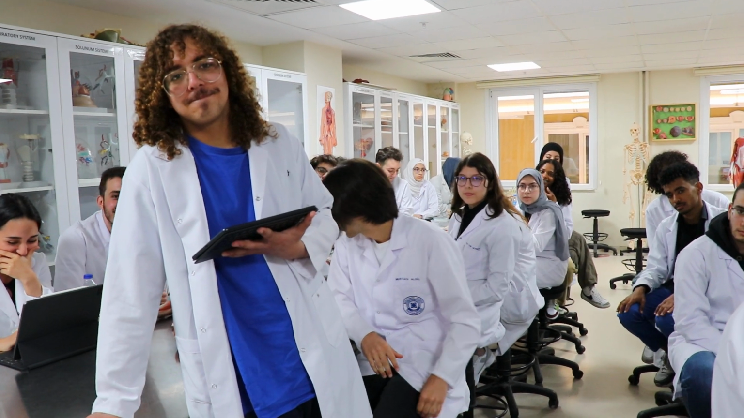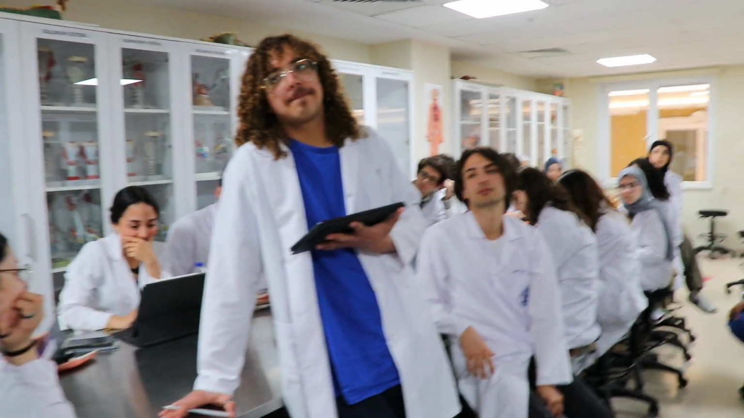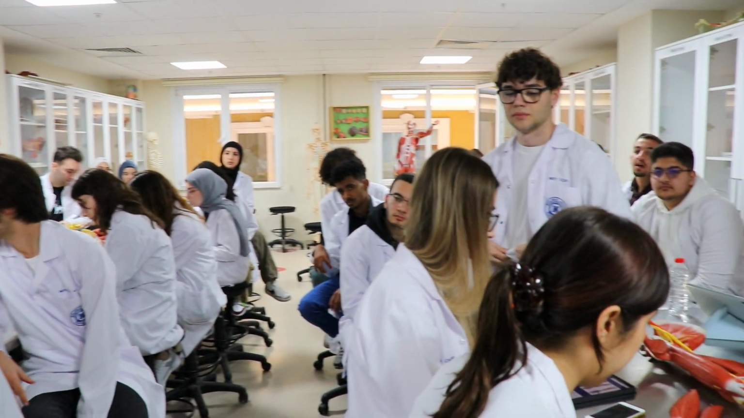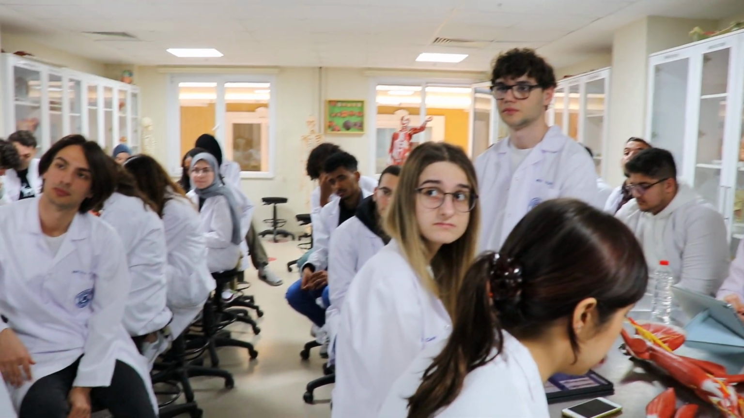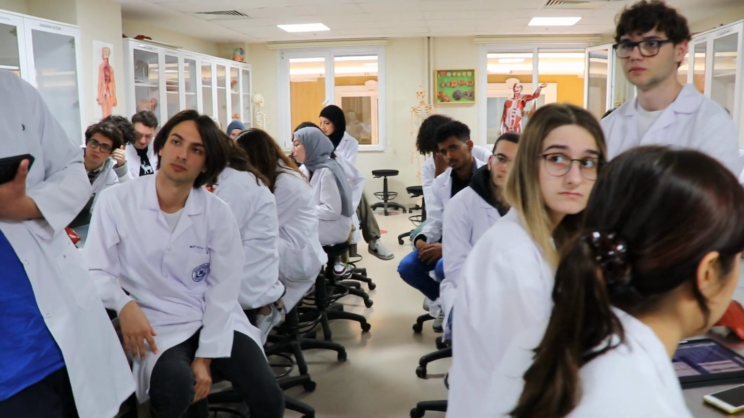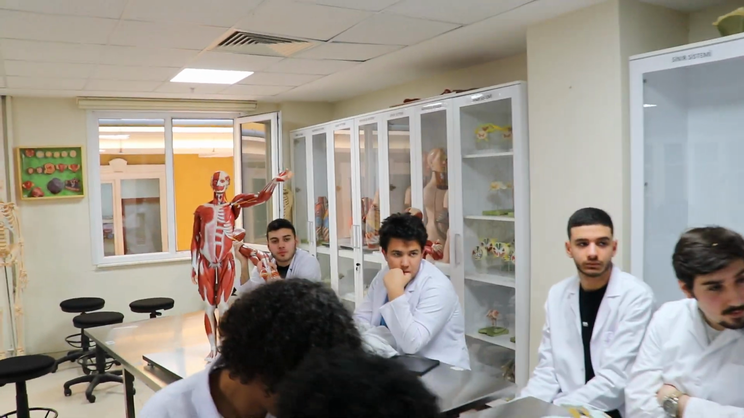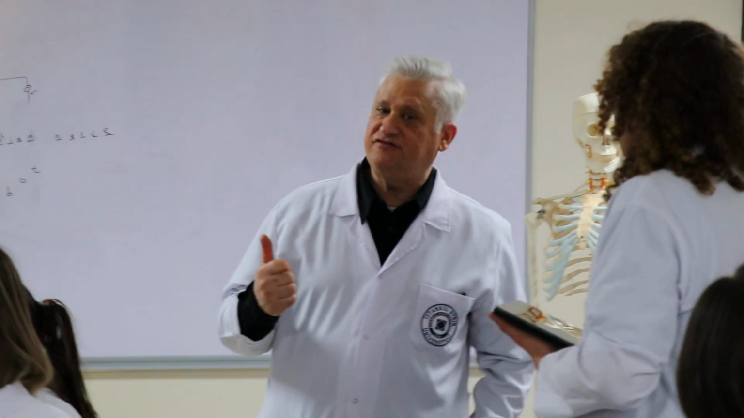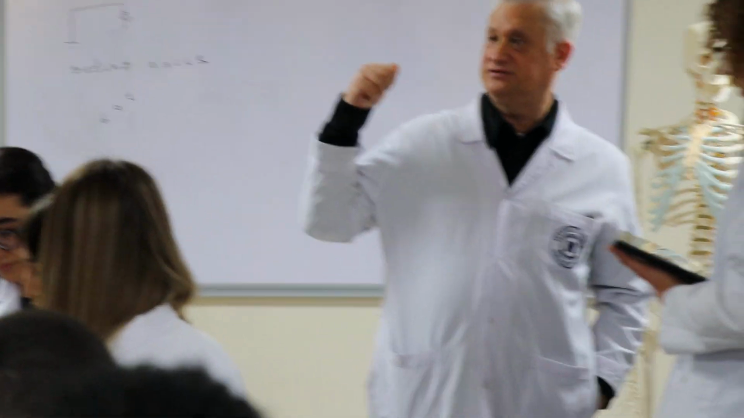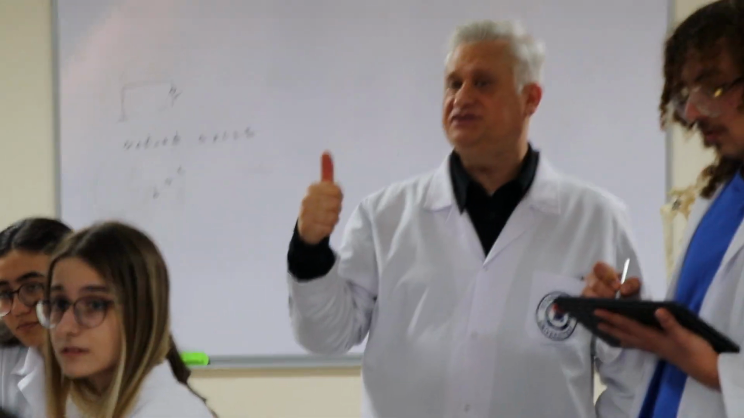If you have a compression of the median nerve, or median nerve entrapment, what would you see in the patient's forearm muscle activity? It becomes weak. So for instance, which muscles are innervated by the median nerve in the forearm? Which muscles? You can say it. Pronator teres. Can you show it?